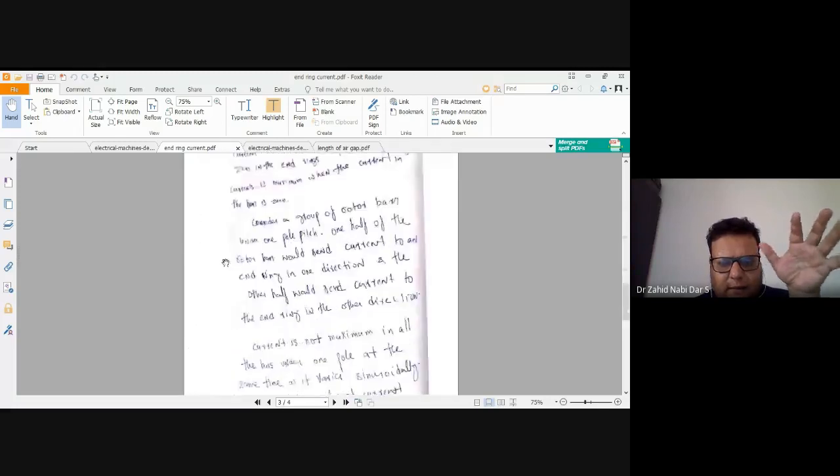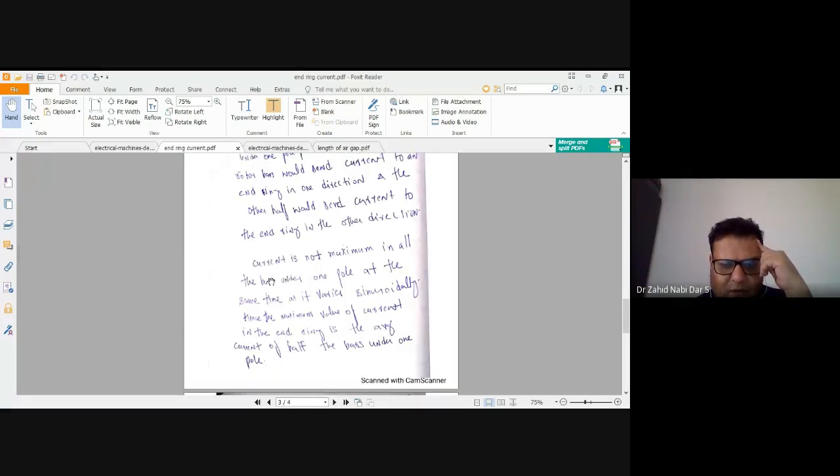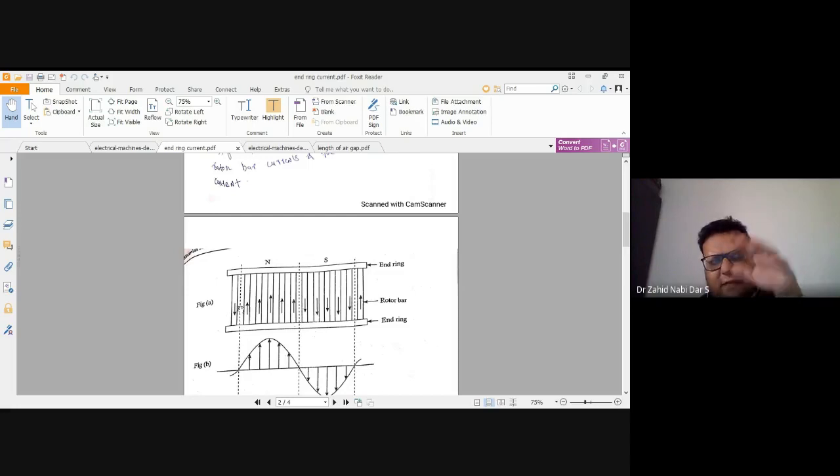So consider a group of rotor bars under one pole pitch, which we have considered. One half of the rotor bars would send current to an end ring in one direction, and the other half would send current to the end ring in the other direction. So current is not maximum in all the bars under one pole. At the same time, as it varies sinusoidally, the maximum value of current in the end ring is the average current of half the bars under one pole. So you can see what I mentioned here, because I am going to upload this PDF in the Google Classroom, from where you can easily download it.